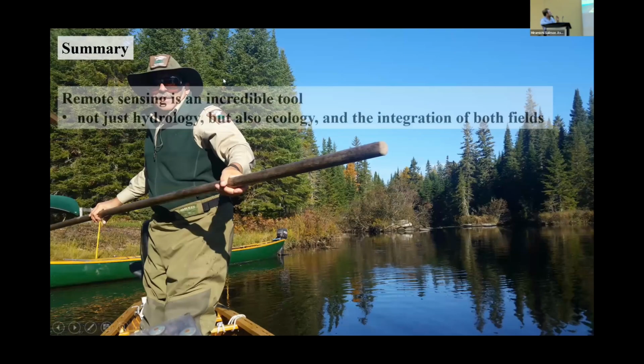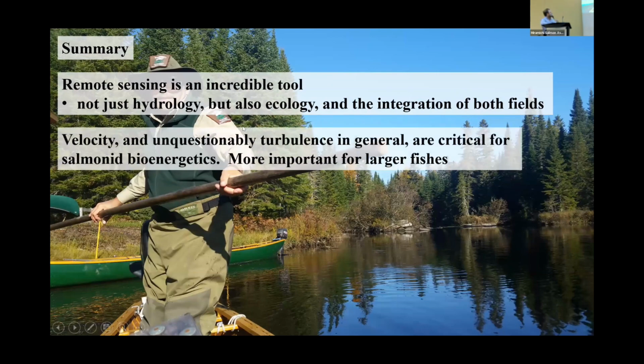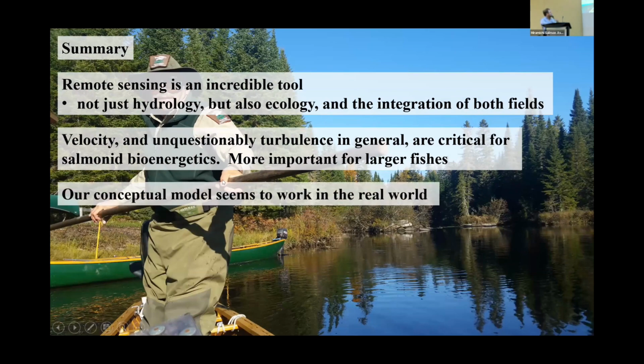So in summary then, remote sensing is an incredibly powerful tool for hydrology, but ecology as well, and for how to integrate those fields. Velocities and turbulence in general are critical for salmon and bioenergetics, and it seems that they are most important for larger fish, especially those that aren't feeding in the river. And then our conceptual models seem to work in the real world, but these need to be tested and tested again. If we can't break them, then that becomes nice, but if we break them, then we've got to go back to the drawing board.